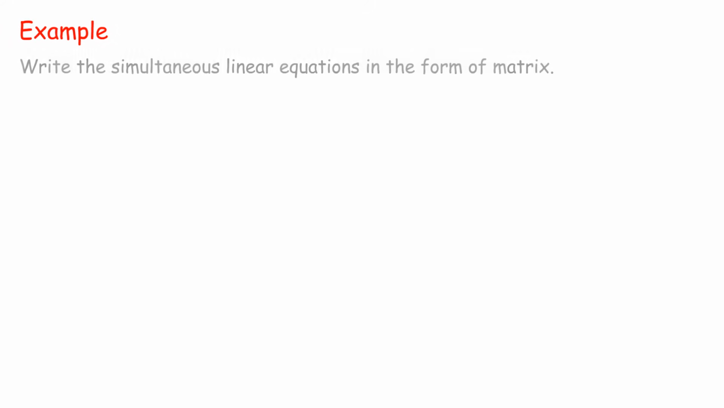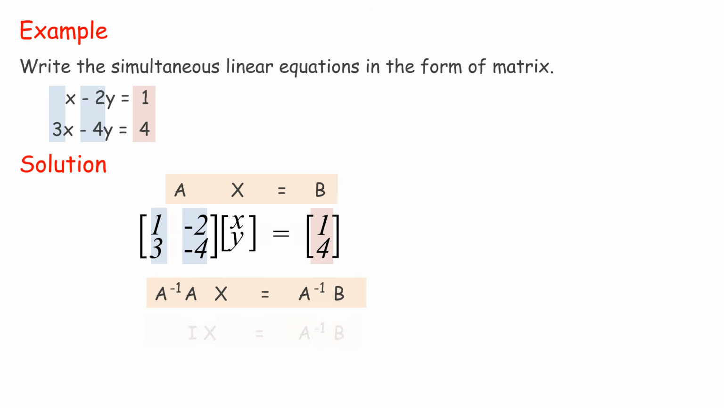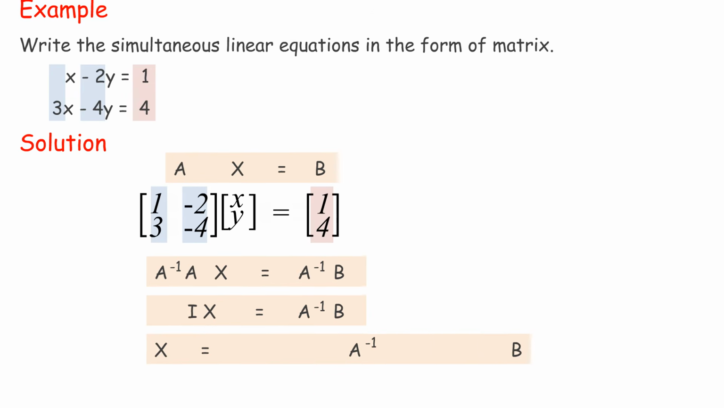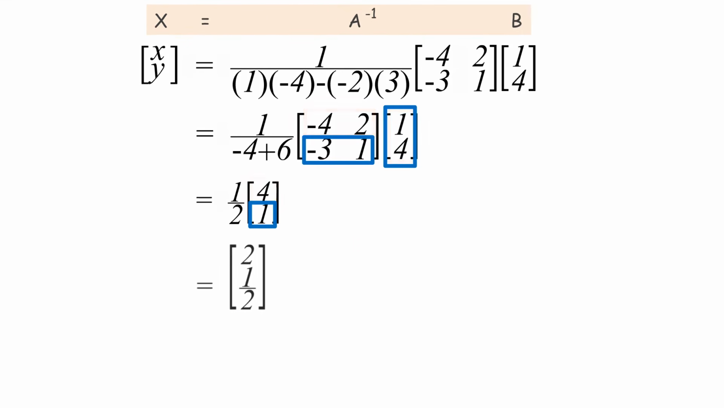Example: write the simultaneous linear equations in the form of a matrix. X minus 2y equals 1. 3x minus 4y equals 4. Solution: write the equations in matrix form, AX equals B. After that, X equals inverse of A times B. X equals 2 and Y equals half.